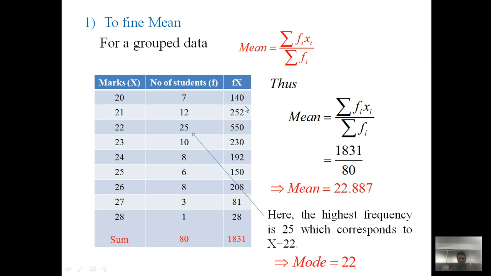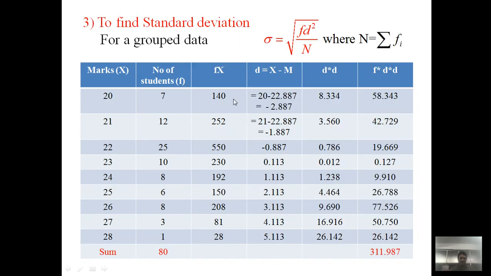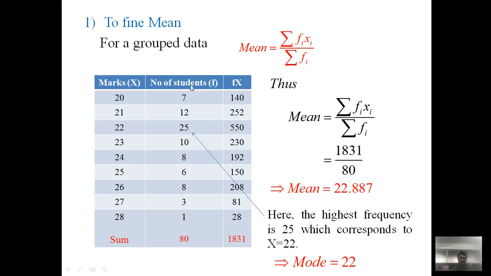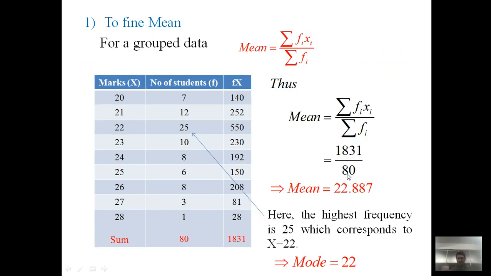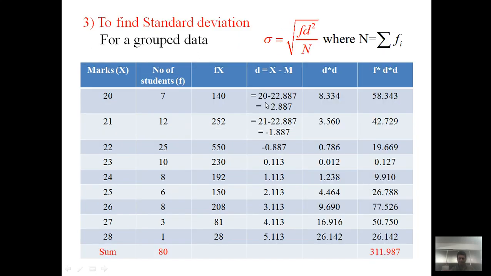So we carry forward these three columns as they are into this table. These are marks, number of students, and f into x, which we already discussed in this slide. Now next we have to prepare the deviation, which is nothing but data minus the mean. Here the mean is 22.887. So for this cell x is 20 minus mean 22.887, so it gives negative 2.887. For this cell x is 21 minus mean 22.887, so it gives negative 1.887.